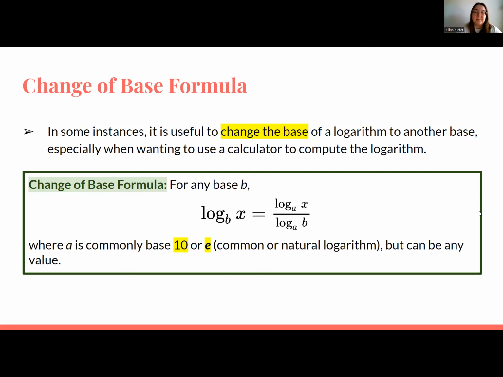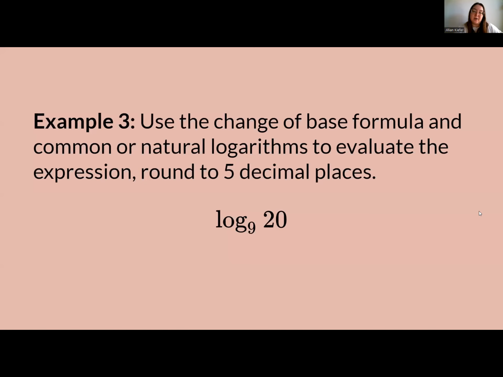Let's go ahead and try it out. Example 3, we're going to use the change of base formula and the common or natural logarithm to evaluate the expression rounded to 5 decimal places. We have log base 9 of 20. So instead of going to our notes, we're going to use our online calculator. It is a TI-84, just in digital format. If you have a TI-84, that's great, it will match very well. If you have a different type of calculator, then you'll probably just have to find these values on your calculator. But all right, let's go ahead and try this out.